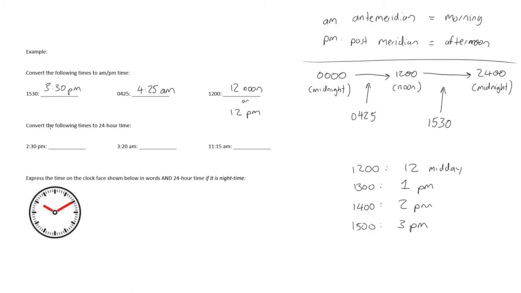In our second lot of questions here, we have to do the opposite of what we did. We have to turn our AM-PM times into 24-hour times. Now, there's a really easy trick to doing this. All you have to do to turn an AM-PM time into a 24-hour time is to add a 12 to it. Okay? You add a 12 to the hours. Not the minutes, only the hours.